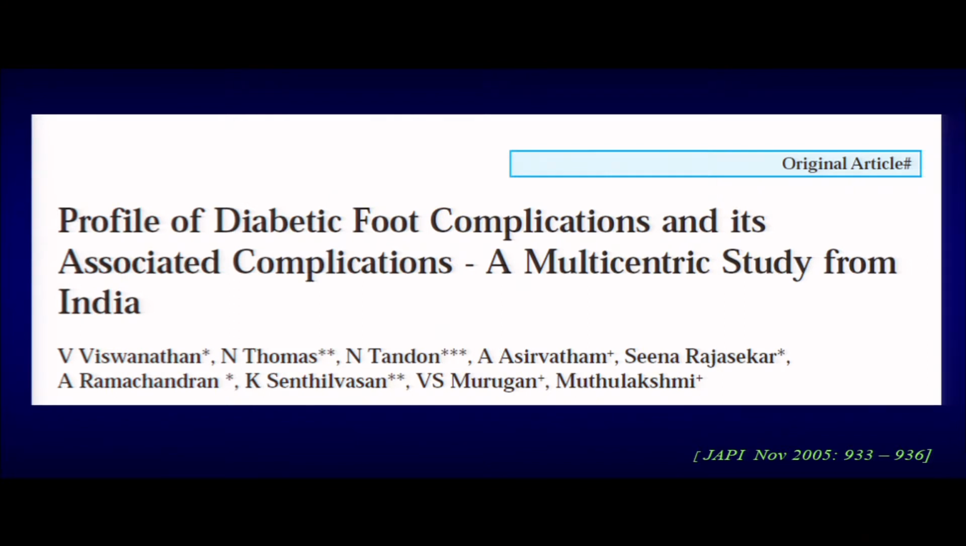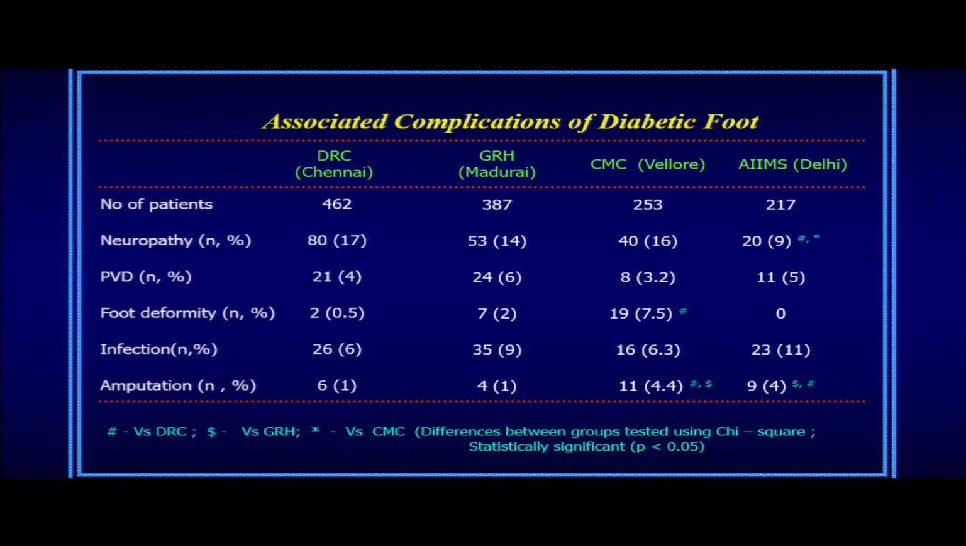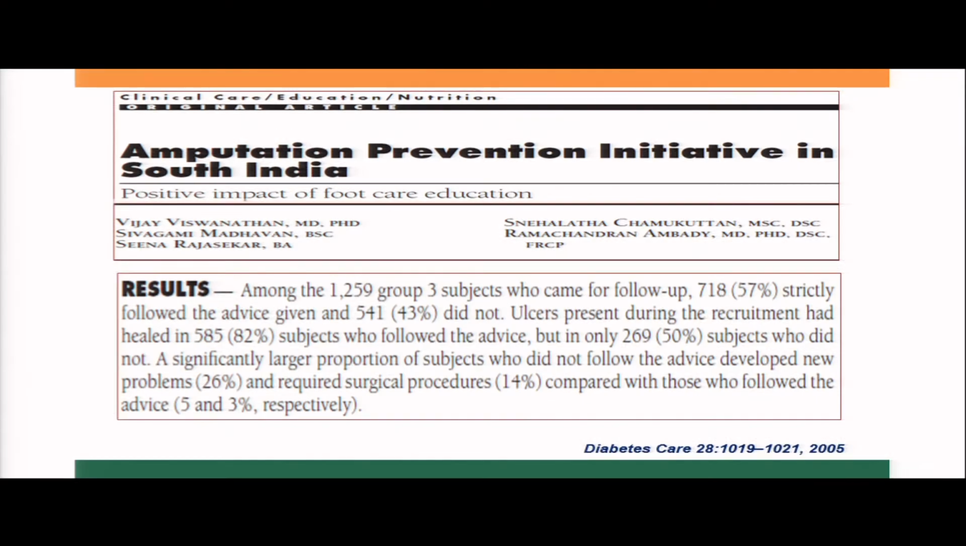This is a study which we did along with Nihal Thomas from CMC, Nikhil Tandon from AIIMS, and Dr. Arthur Harsarvadam from Rajaji Hospital in Madurai. We found that neuropathy was present in about 10 to 17% of outpatients in Madurai, Vellore, Delhi, and our own institute, whereas peripheral arterial disease was only about half of that number. Even today, neuropathy is much more prevalent than peripheral arterial disease. We are thankful for that, because peripheral arterial disease is a real nightmare. But is it possible to prevent amputations in our country?